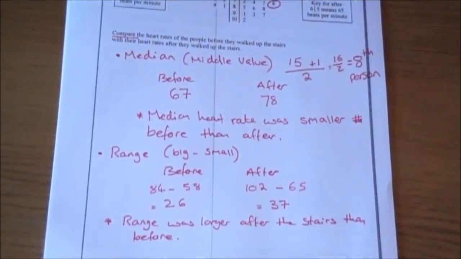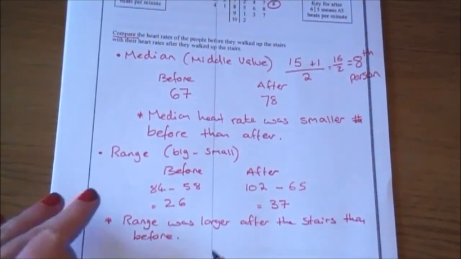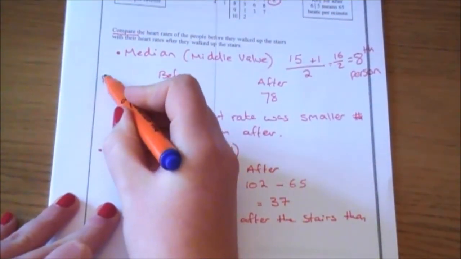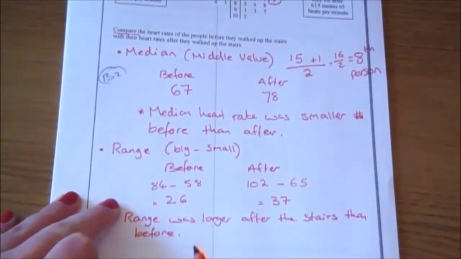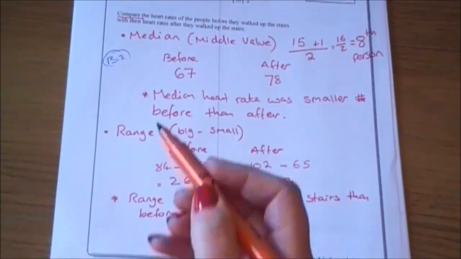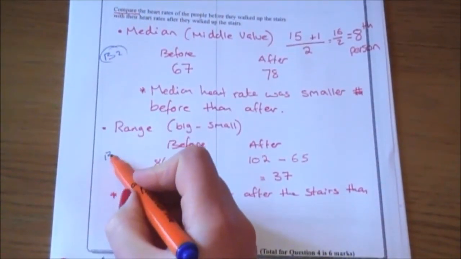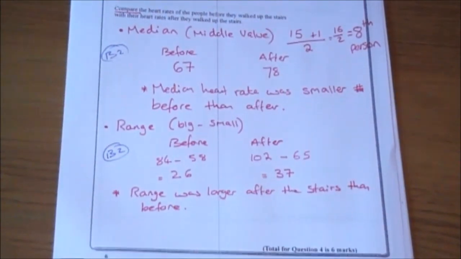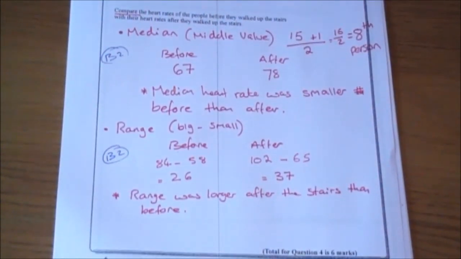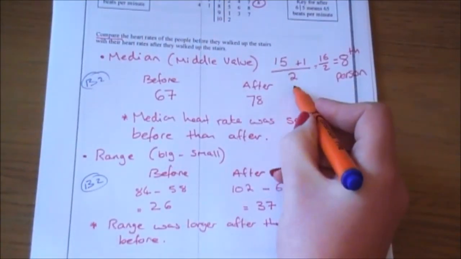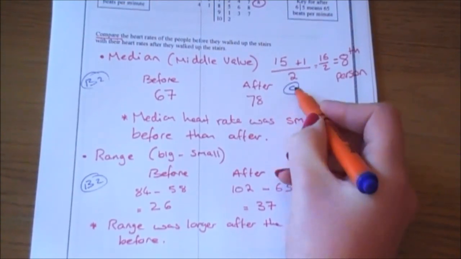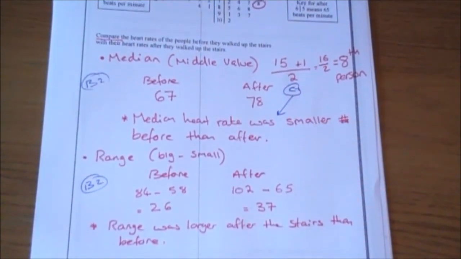And with regards to marks being allocated, you get a B2 for your workings out of the median. You get a B2 for the working out of the range. And you get a C1 for your communication of the first comparison.